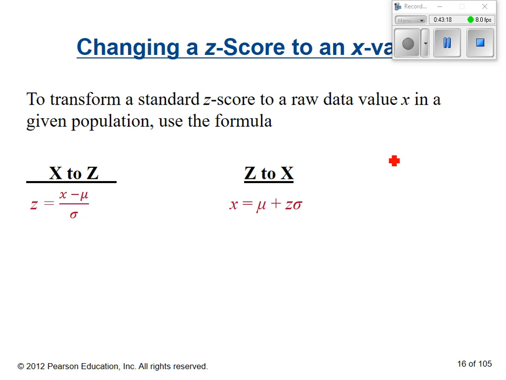This you do need to write down, especially this. The first one you should have somewhere, but you might want to write it down again just in case you don't have it somewhere, or you lost it, or you don't know where it's at. So if we're going x to z, if we're changing it from a raw score to a z-score, we've been doing that for a while now. As a matter of fact, there was one of them on your semester exam.